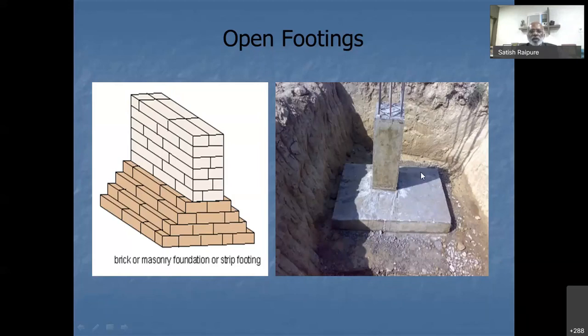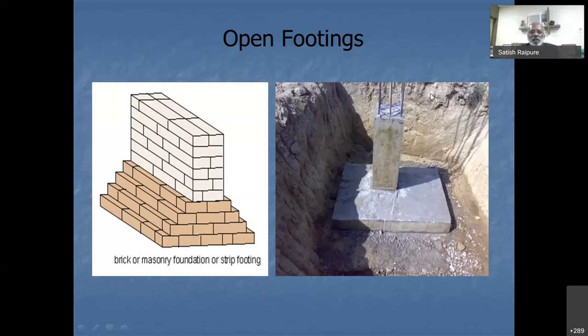This is the open type of trapezoidal foundation, the column footing. You can see here this open pit, and you can see here the foundation strata. So this is the best way to visualize: go to the site and visualize the strata. If this strata is good enough, you can lay the foundation over this strata.